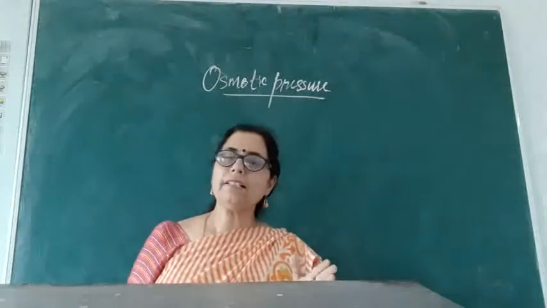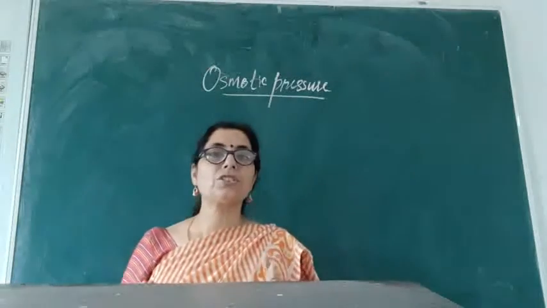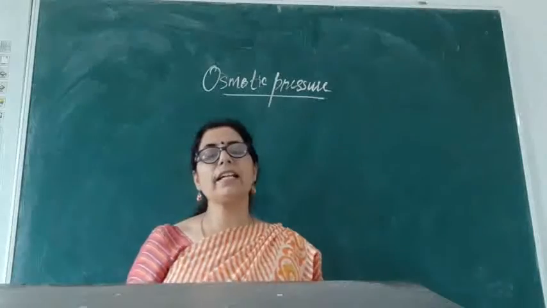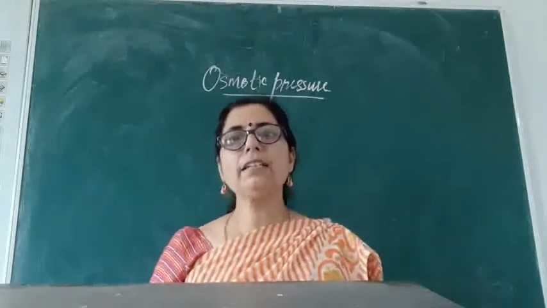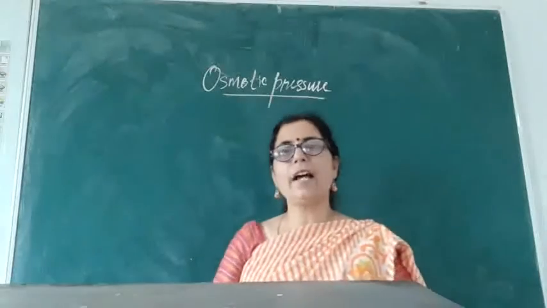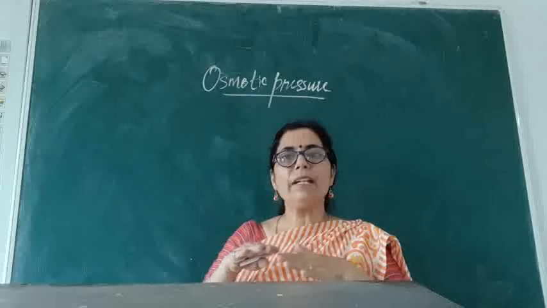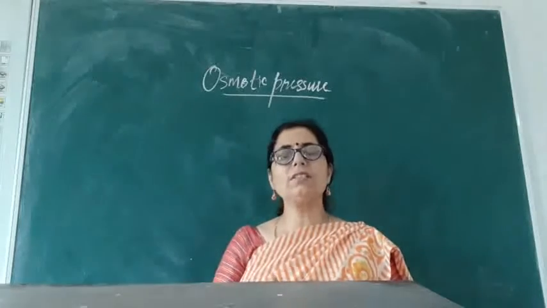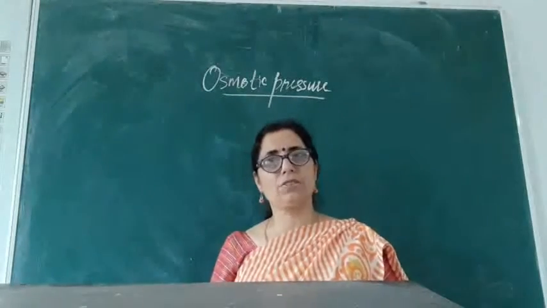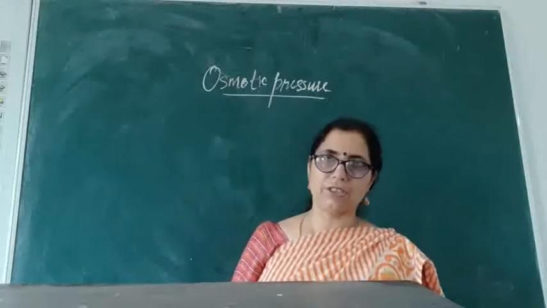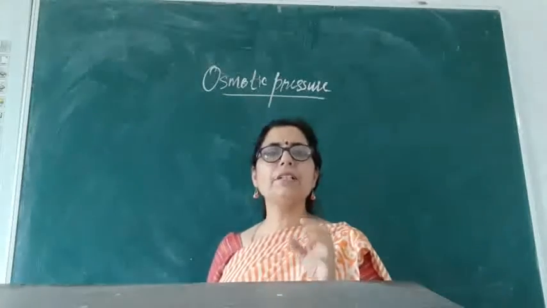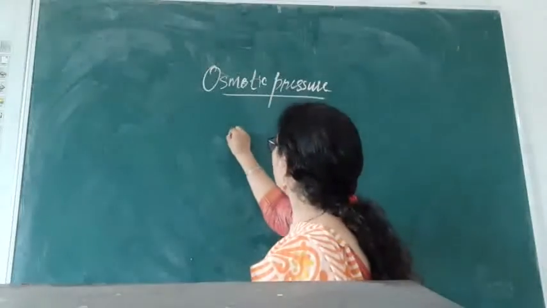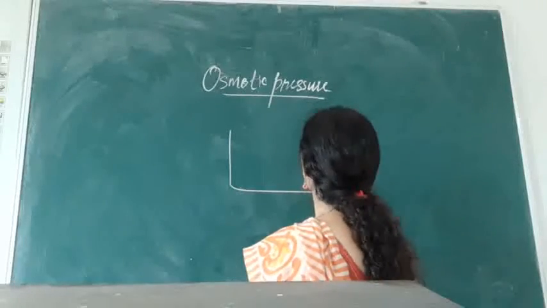Now the second part that you have to understand is osmotic pressure. It is the pressure exerted by the side of higher concentration to maintain equilibrium between the concentrated solution and the dilute solution, and it is known as osmotic pressure. That is the minimum pressure required. This you can study with the help of an example.